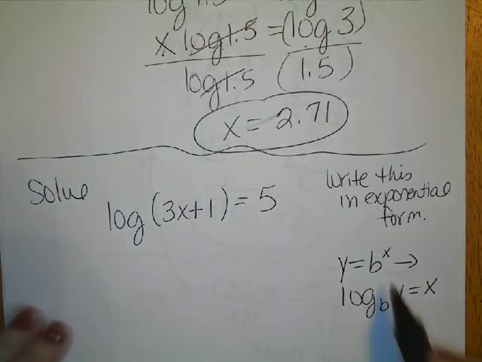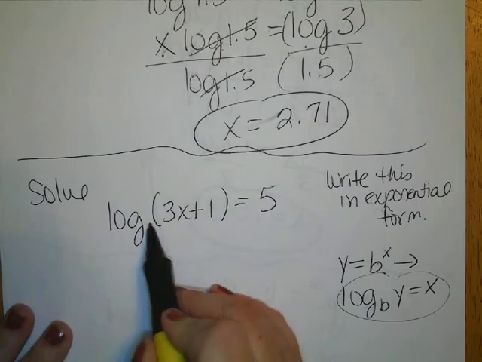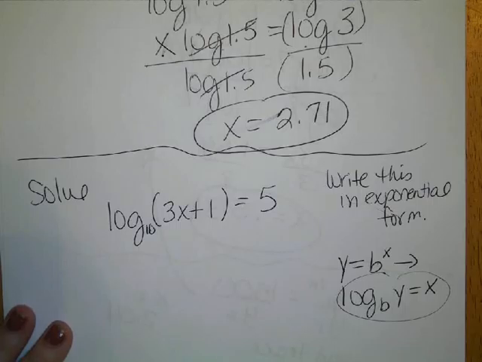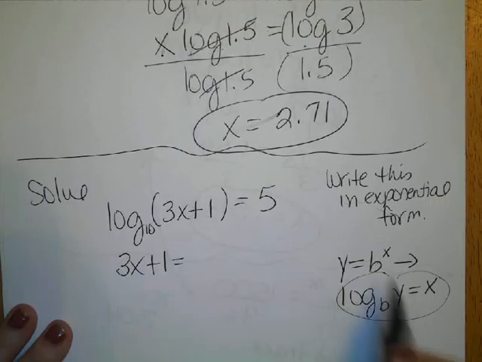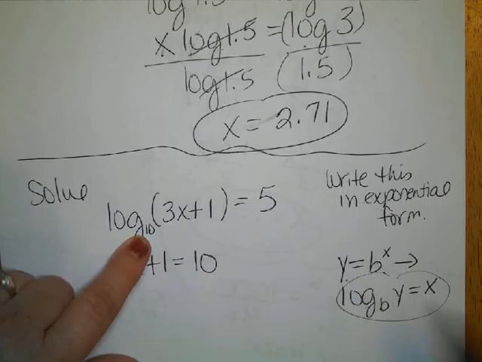So what I know is my base, if there's no base, is 10. So I'm going to write it in. My y is going to be 3x plus 1. So I'm going to write 3x plus 1 equals. My base is 10, and my x is 5. All I did was follow and fill in.